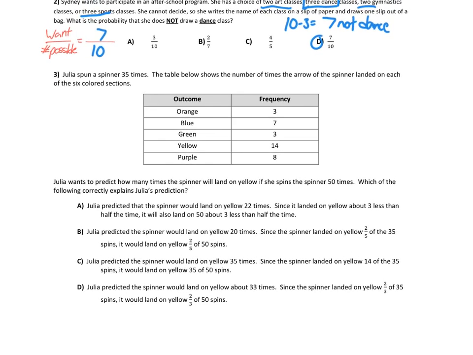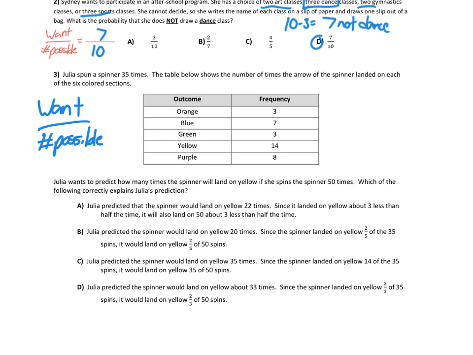On to number 3. Julia spun a spinner 35 times. The table below shows the number of times the arrow of the spinner landed on each of the 6 colored sections. Julia wants to predict how many times the spinner will land on yellow if she spins the spinner 50 times. Which of the following correctly explains Julia's prediction? Before I bother with that, again, I'm going to remind you that our probability is always going to be what we want over our number possible.